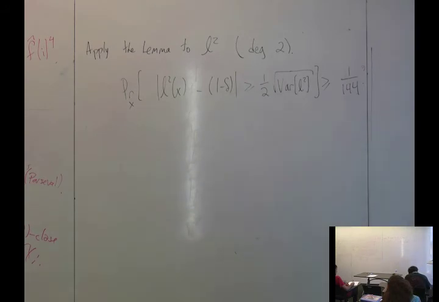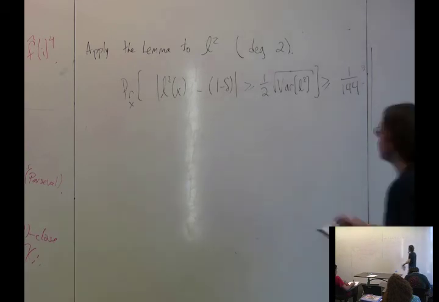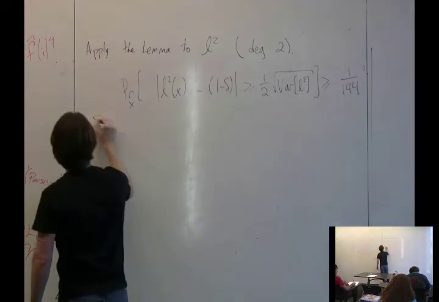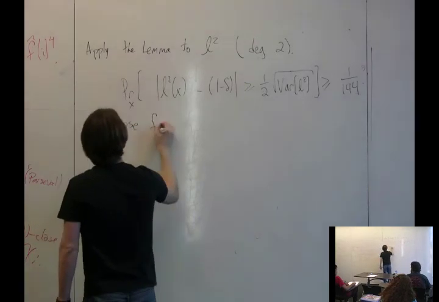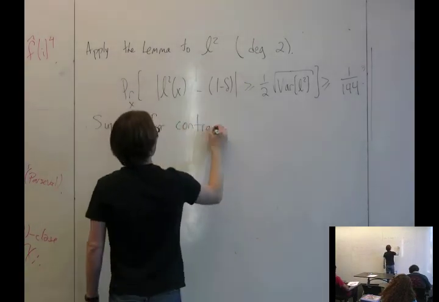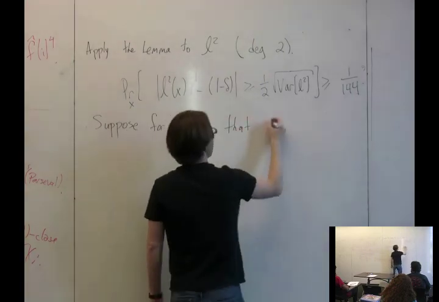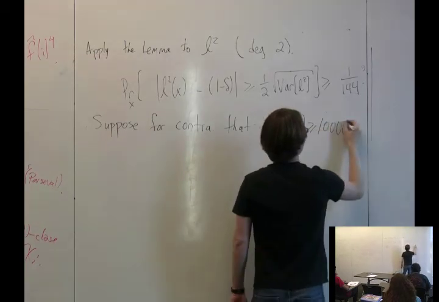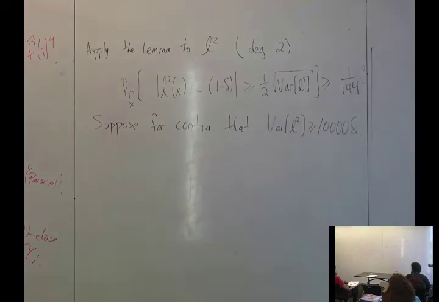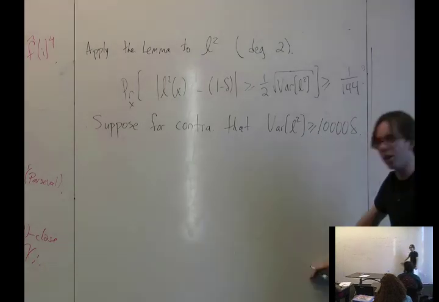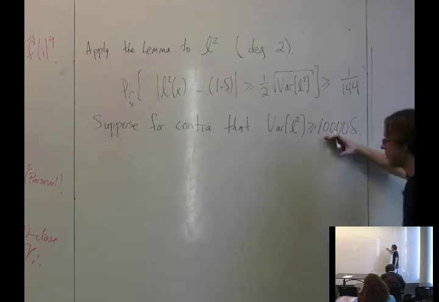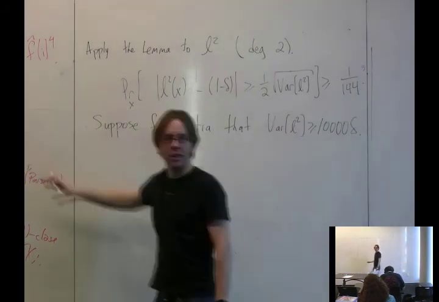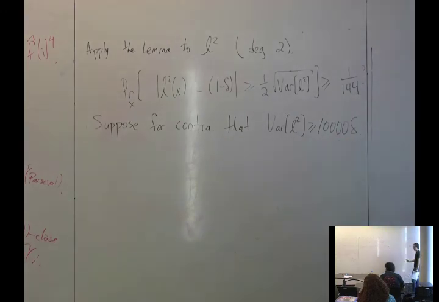Okay, so you see what's going on here. Suppose for contradiction that this is false, that this variance of L squared is at least like 10,000 delta. Just to be safe. By the way, just to make sure you're following, once we get a contradiction, the whole proof is done, right? Because this proves that the variance is indeed at most O of delta. So having made the supposition, last step is let's get a contradiction.